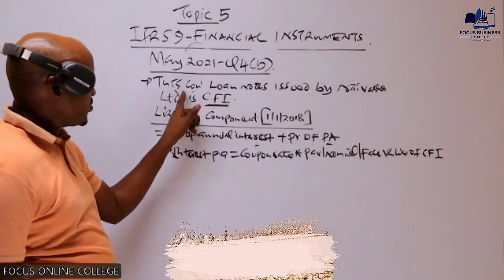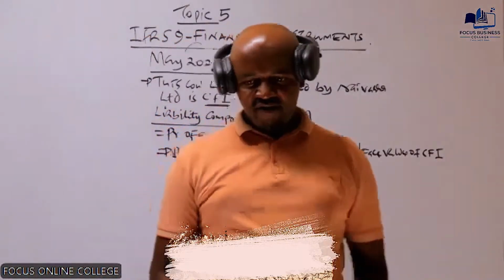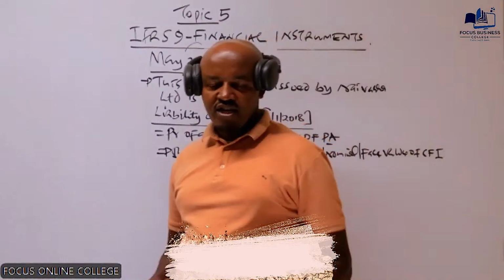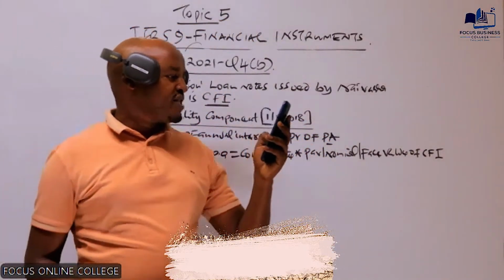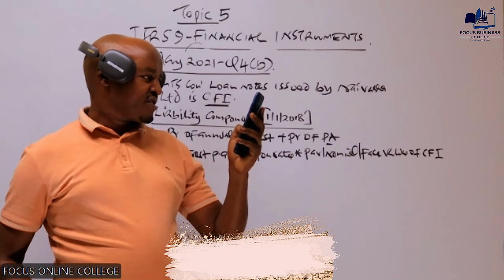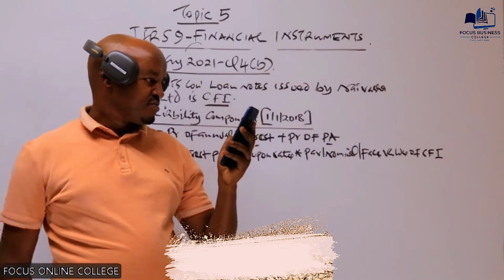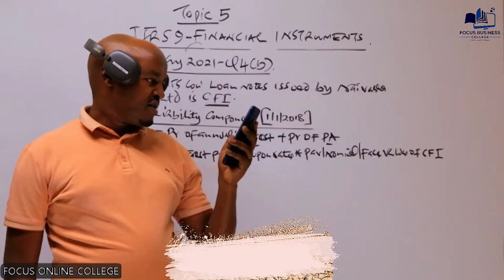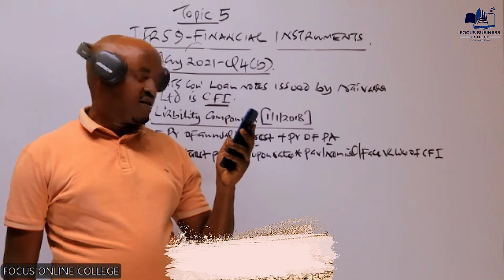Remember, compound financial instruments are the 8% loan notes. Now, equally, if you check the information given in this question, you will see that we have two interests. Where do we have the first interest? I think both of them are given in paragraph 2.